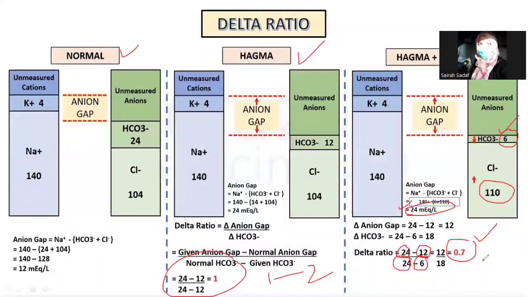And we have learned that when the value is less than 1, it means the patient will be having high anion gap plus normal anion gap. Now you will say how come the patient is having side by side two metabolic acidosis, with normal anion gap and high anion gap. I will give you an example and you will be like, oh, all right.